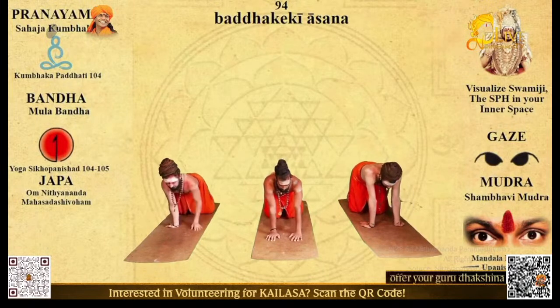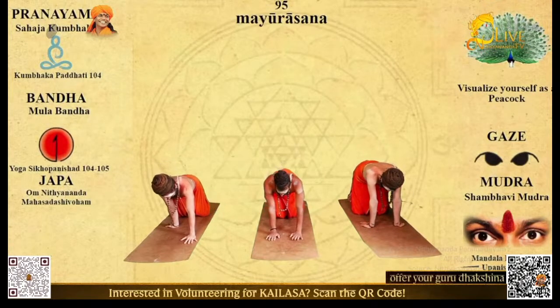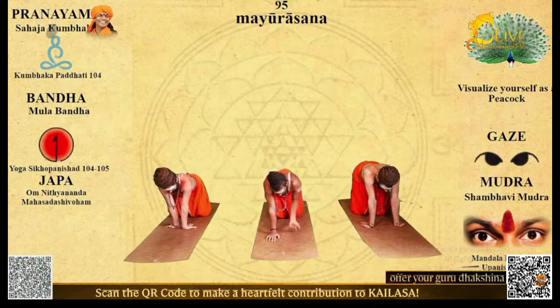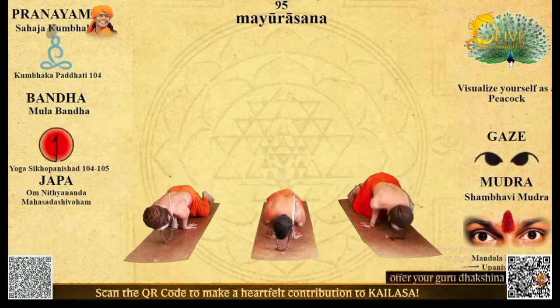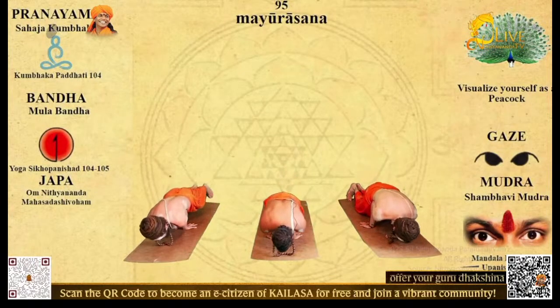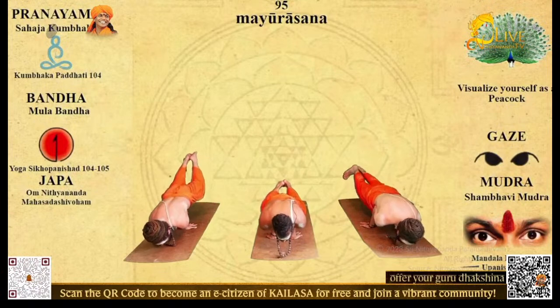The next asana is Mayurasana. Now place both the hands on the ground in front, palms facing towards the body. Now lean forward as you bring the elbows side of the navels. As you balance the body and lift the feet off the ground. Visualize peacock in your inner space.